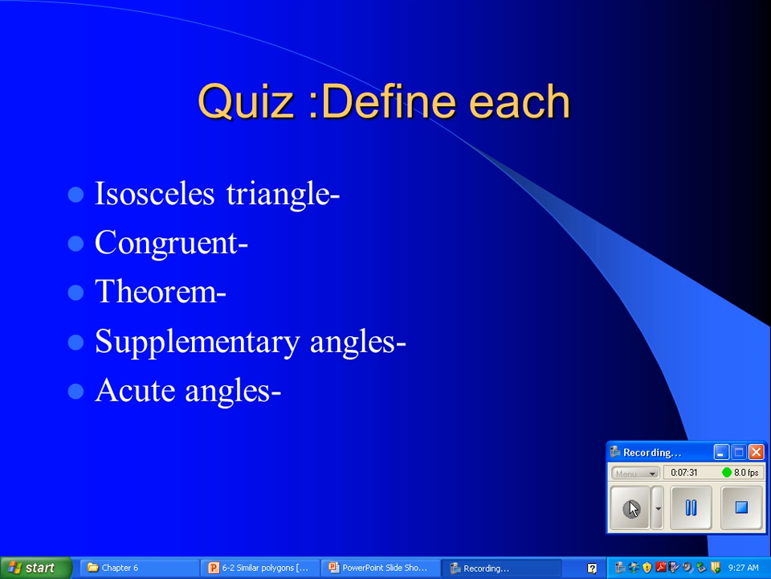All right, on this. Isosceles triangle. What's an isosceles triangle? Triangle with 2 sides equal. Triangle with at least 2 sides congruent. Notice, any of these you should know every single day when you come through the door for geometry.